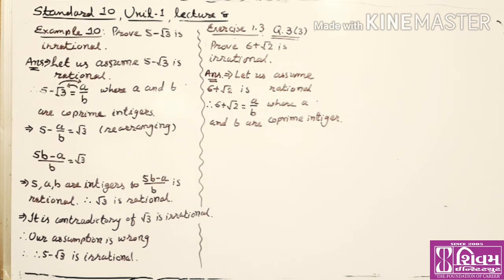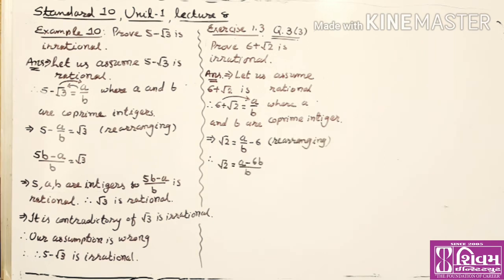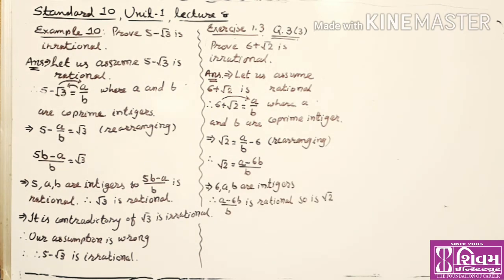Therefore, we can present 6 plus root 2 equals A upon B, where A and B are co-prime integers. Now rearrange the terms, bring 6 to the right hand side, so it will come in a subtraction relation. Now simplifying the right hand side, B will be multiplied with 6 and B comes in the denominator, so we get (A minus 6B) upon B. Now here 6, A, B are integers, and therefore the term that occurred because of them, (A minus 6B) upon B, is also rational, and so it is the value of root 2.